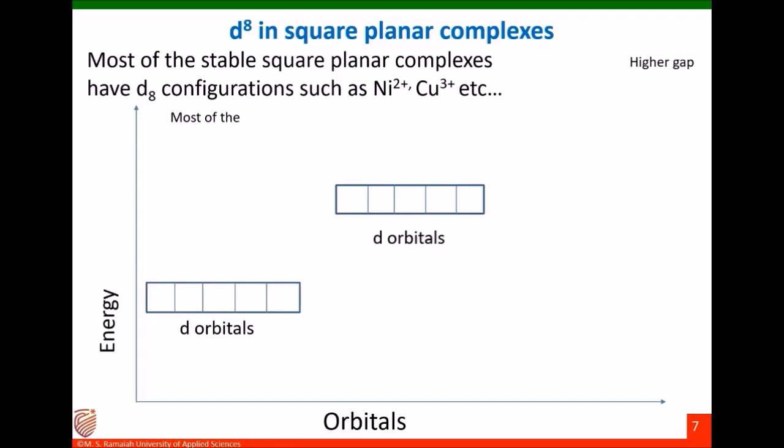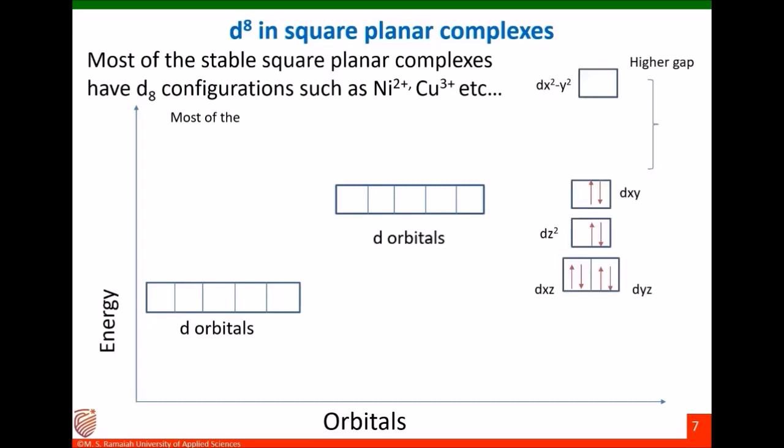So in square planar complexes, the 5 d orbitals are split into 4 different energy levels. dxz and dyz both have the same energy. dz square has a slightly higher energy than that of dxz. Then dxy, another orbital with a slightly higher energy than that of dz square, and dx square minus y square, and the difference in energy between dx square minus y square and dxy is very high. So the energy gap between dx square minus y square and dxy is large.